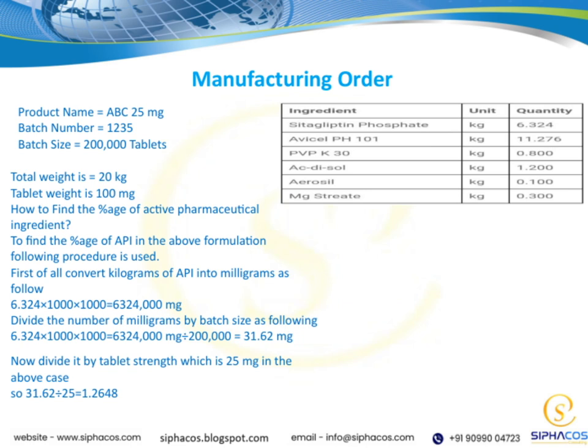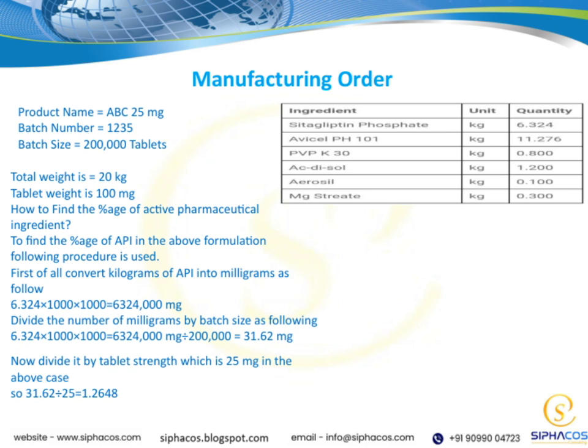First, we need to convert the total weight of the API from kilograms into milligrams. Since there are 1,000,000 milligrams in a kilogram, we multiply 20 kilograms by 1,000,000. That gives us 20 million milligrams. For simplicity, the slide shows it as 6.324 times 1,000,000, which results in 6,324,000 milligrams. Next, we divide this total milligram amount by the batch size, which is 200,000 tablets.